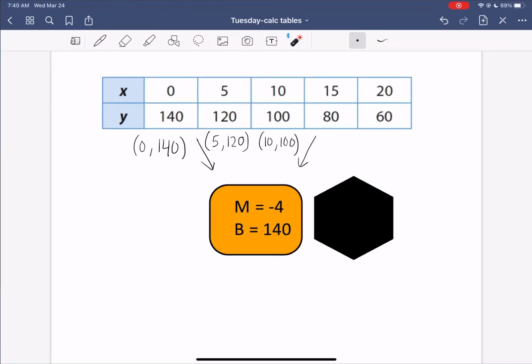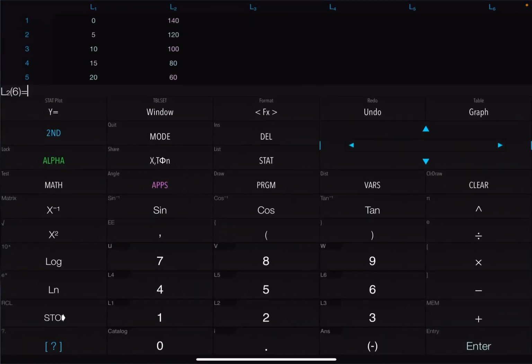So let's make sure those are right. We have 0, 5, 10, 15, 20, and 140, 120, 100, 80, and 60. It's really important to check your two lists before you continue. So now we have our list completed: L1 for our X values, L2 for our Y values.